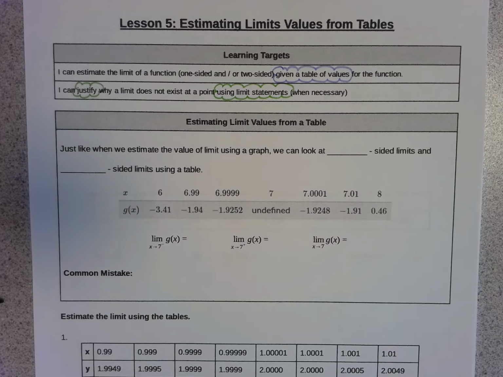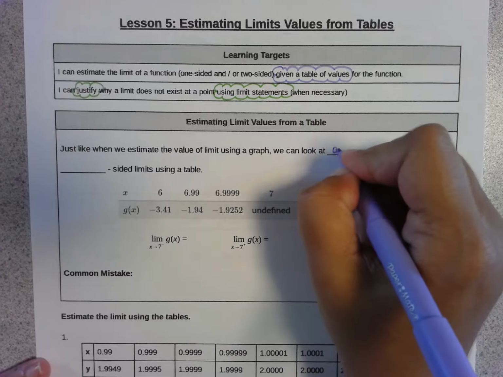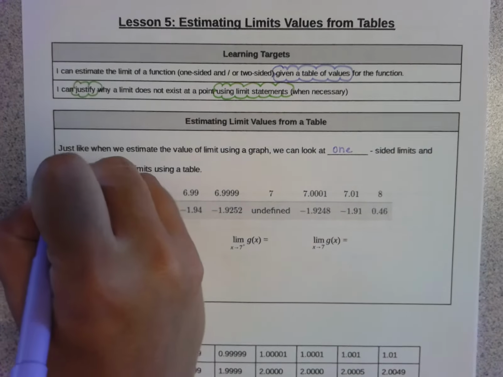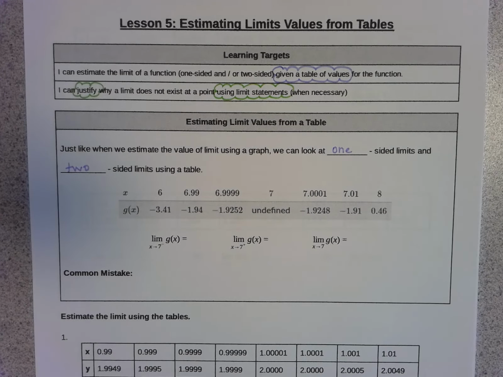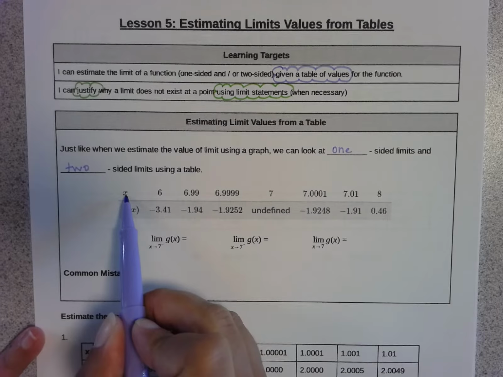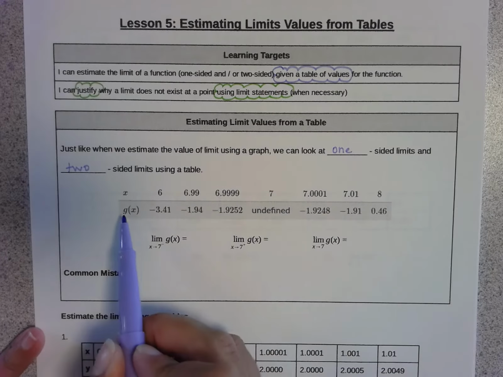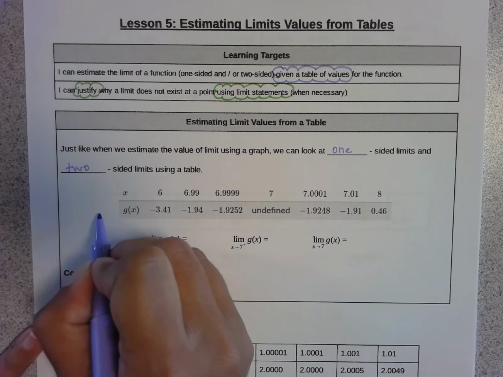Just like when we estimate the value of a limit using a graph, we can look at one-sided and two-sided limits using a table of values. Remember, when we ask you to find a limit, we're just saying, what are the y values as x gets close to a certain number? So if we look at this table, the first thing to notice is that the x is the first row and the y is the second row.